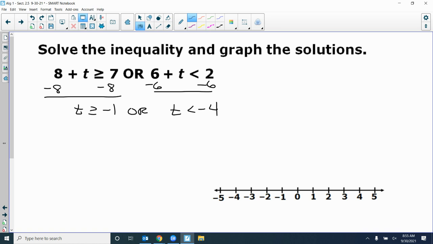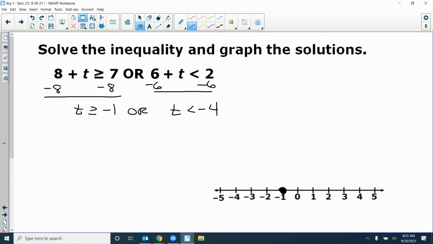Now you just graph those separately. Okay, so you got that, you got a line down there, that number line at the bottom. Go ahead and scale that off. And so for me, I already have this. So t is greater than or equal to negative 1. Solid dot at negative 1.